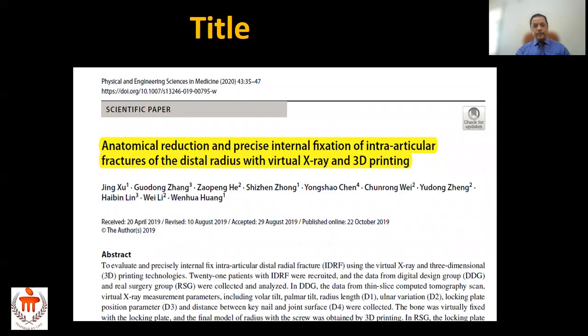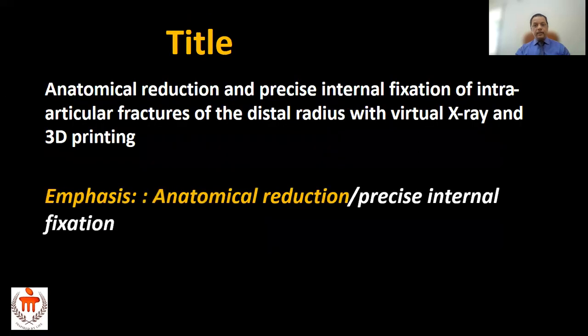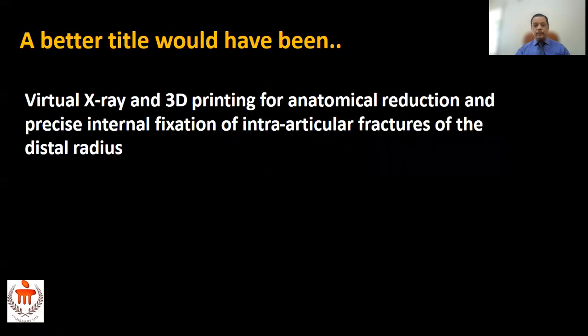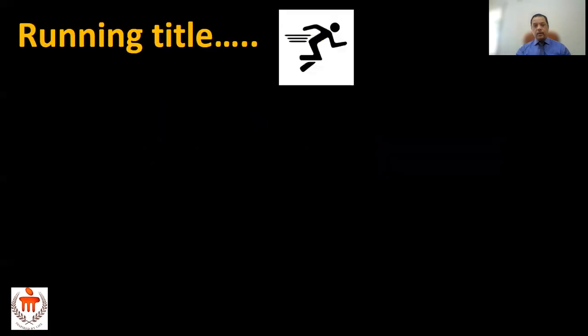It's the same example if I take now here, the anatomical reduction and precise internal fixation, the emphasis is there by the authors, but actually their work is more towards virtual X-ray and 3D printing for this. So a better title would have been to put that as the first words. The virtual X-ray 3D printing is the thing which could have been highlighted by the authors.